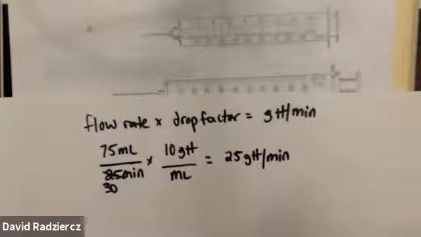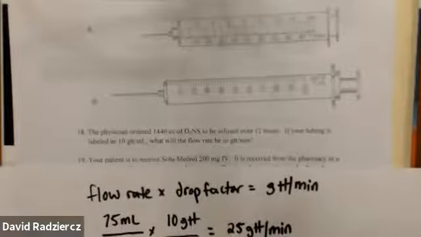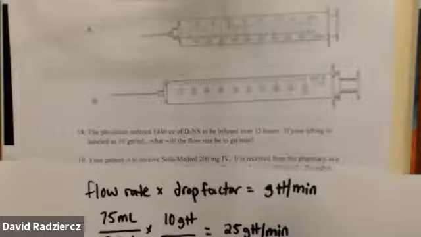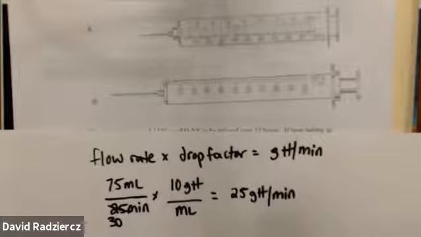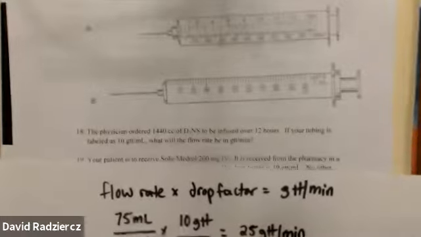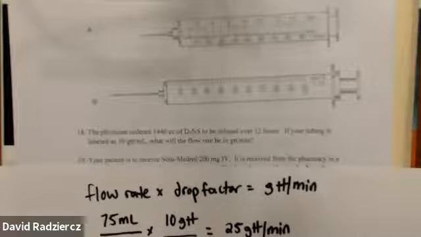Now, the follow-up question here is, well, what about the Solu-Medrol 200 milligrams IV? Well, first of all, that's important. But secondly, when I'm calculating a drop rate or a flow rate, that doesn't matter. It doesn't matter. All that matters is the rate. And so that's one way that you can eliminate extraneous information.